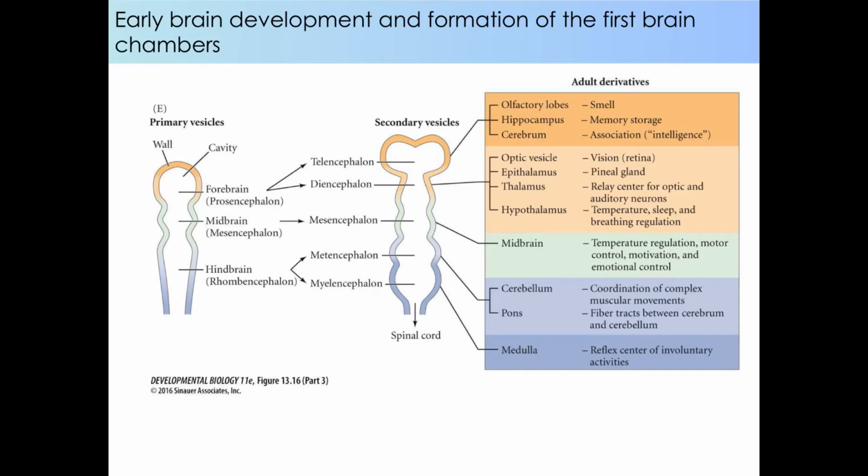The midbrain, or mesencephalon, is important for things like motor control, but also motivation and the regulation of emotions. The hindbrain, or rhombencephalon, develops into the cerebellum, the pons, and the medulla. This region of the brain is involved in the coordination of muscle movement and the regulation of involuntary processes. As you can see, the neural tube goes from these three initial bulges to having more vesicles, or more secondary vesicles.